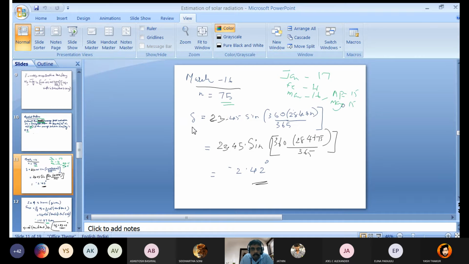Then you can calculate the declination angle. Delta is equal to 23.45 sine of 360 into (284 plus 75) by 365. So you are getting minus 2.42 degree. Declination angle is minus 2.42 degree.